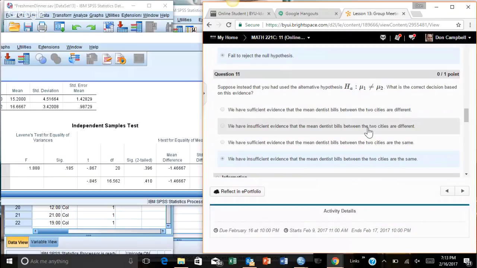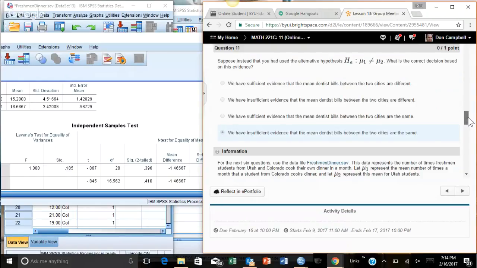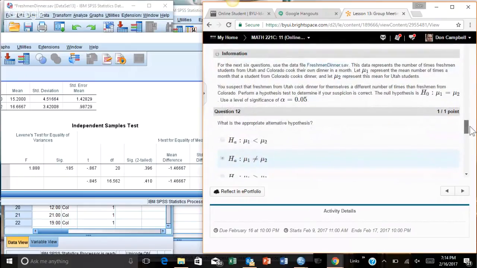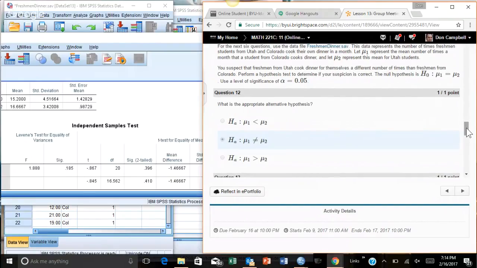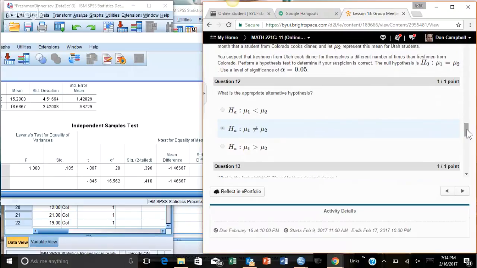It must be B. No, wait a minute. Insufficient evidence that the mean dentist bills between. Right, yeah. Okay, that does make sense. The first two made sense to me as well. That one's got to be right. If it's not, then I don't know. 12 is B.